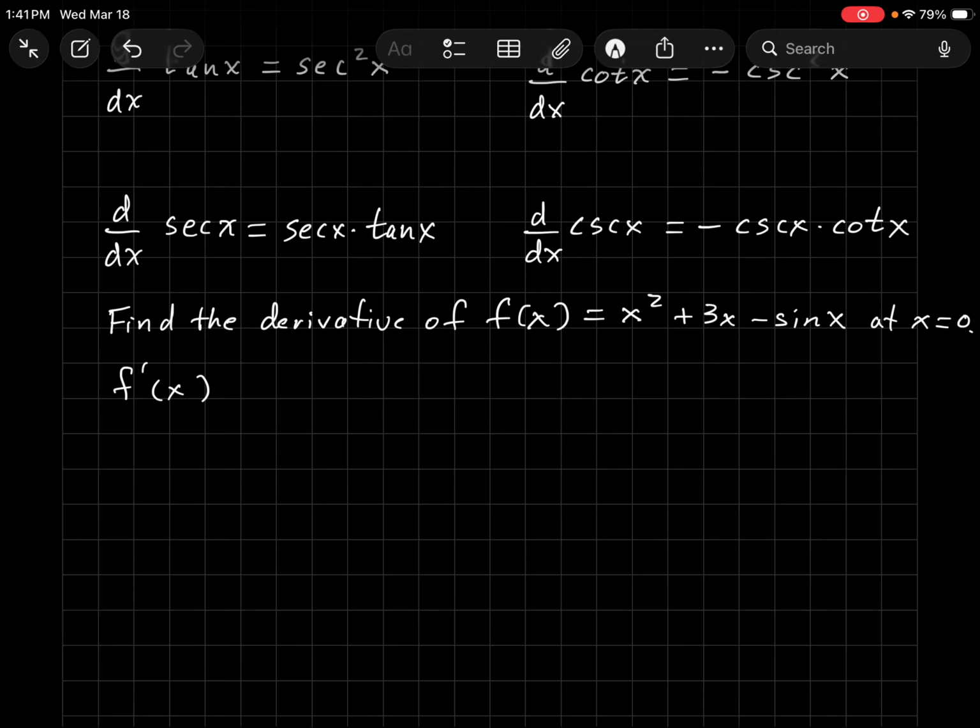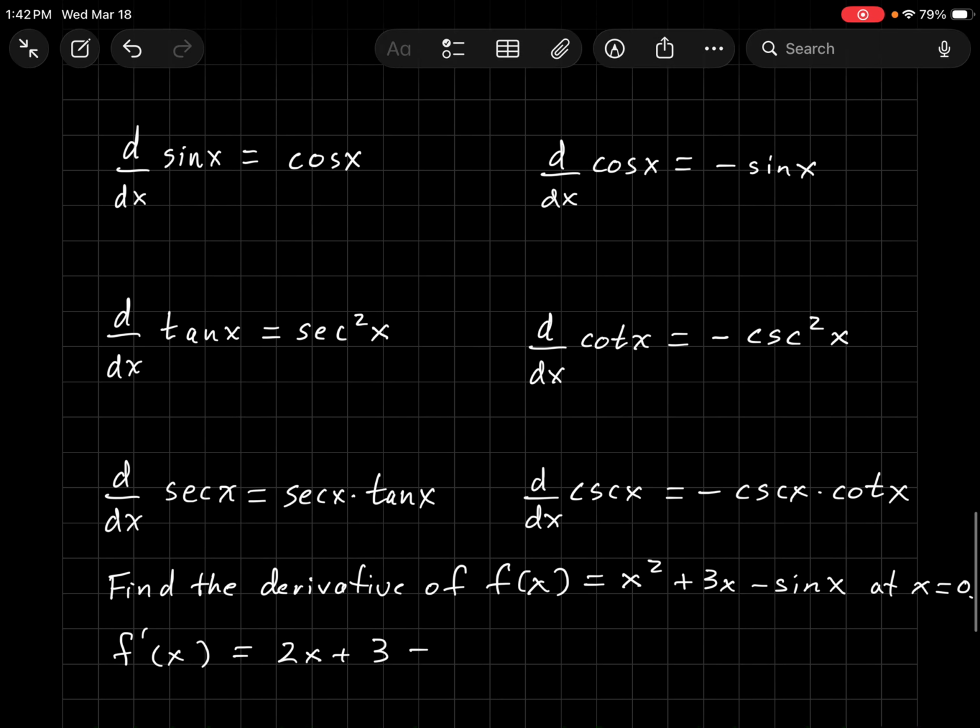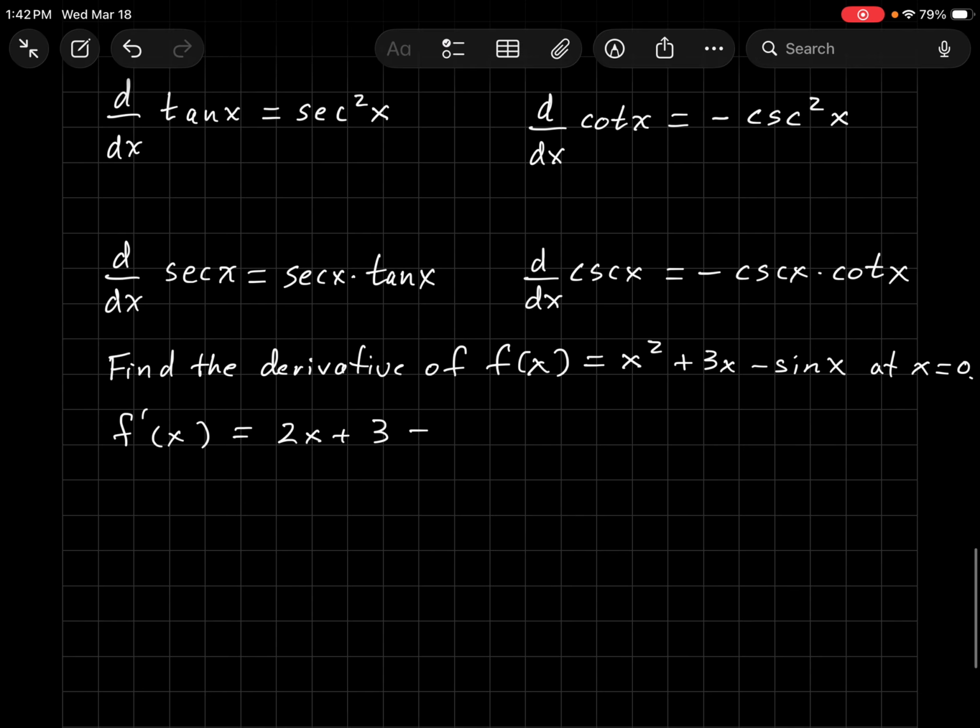So the derivative of f of x is 2x plus 3 minus the derivative of sine of x, which is cosine x. And now we can find the derivative at the point. So at 0, we get 0 plus 3 minus the cosine of 0, which is 1. So f prime of 0 equals 2.